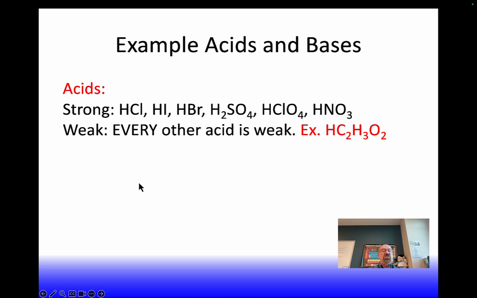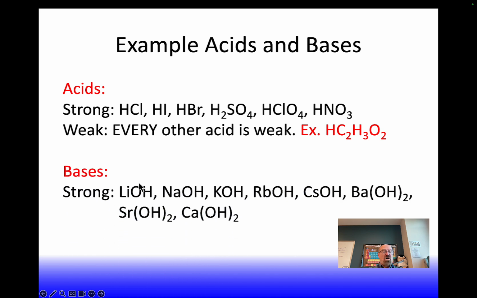Now, let me also give you the list of the strong bases. These are actually not that bad. Remember, everybody has an OH group to be a base. Lithium, sodium, potassium, rubidium, and cesium are all the alkali metals with a hydroxide attached to them. Remember, they're all 1 plus, OH is 1 minus.